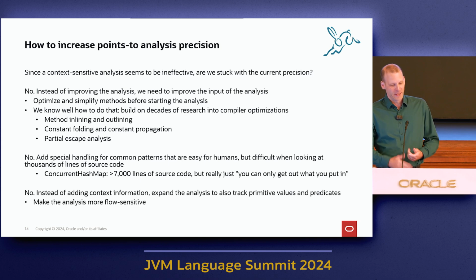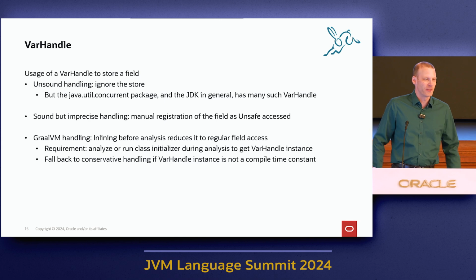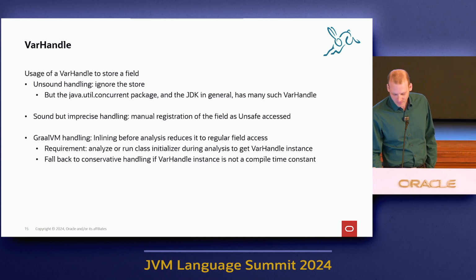And instead of making the analysis context sensitive, what actually helps is to make the analysis a little bit more flow sensitive. I will come to that towards the end of the talk. But first, look at the simple thing. What do we do when running compiler optimizations before the static analysis?